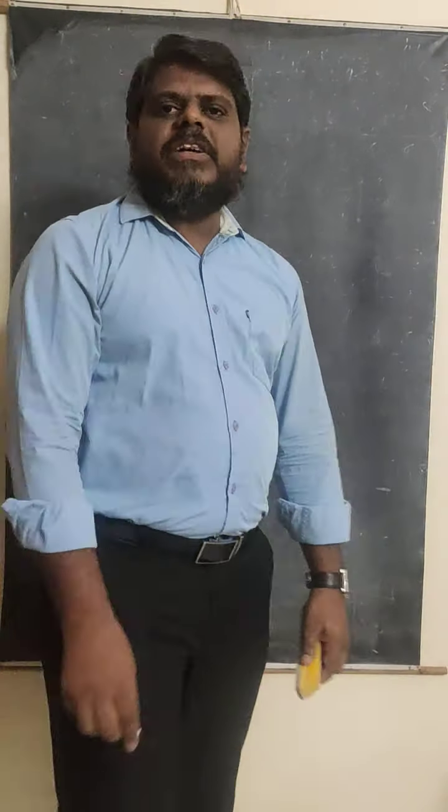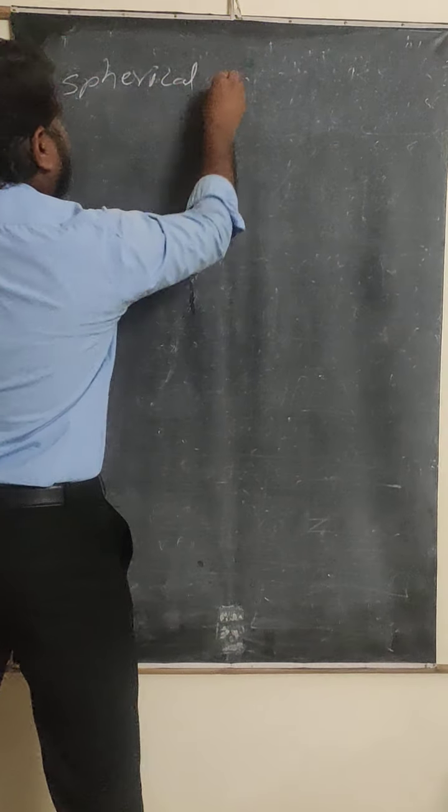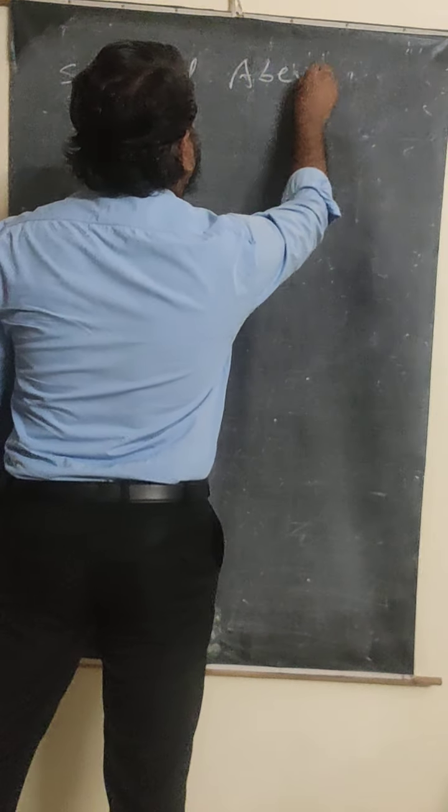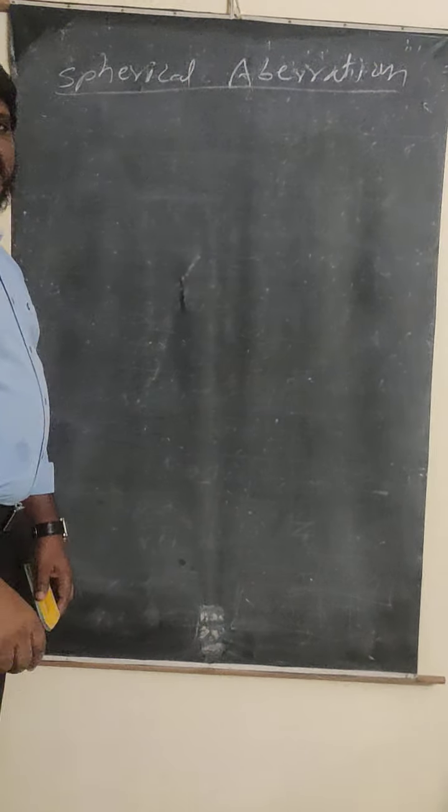So let us discuss deeply, with the diagram, how the spherical aberration takes place. Okay, this is the spherical aberration.